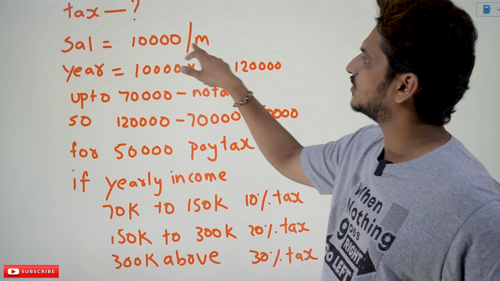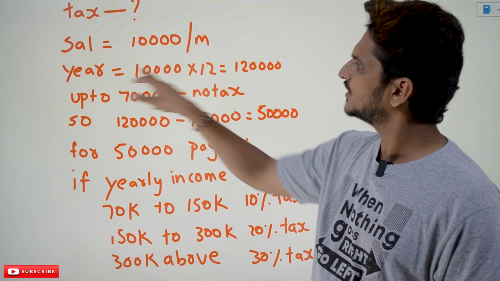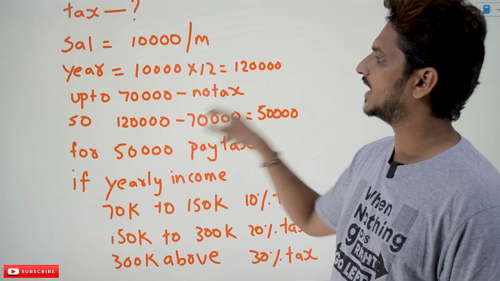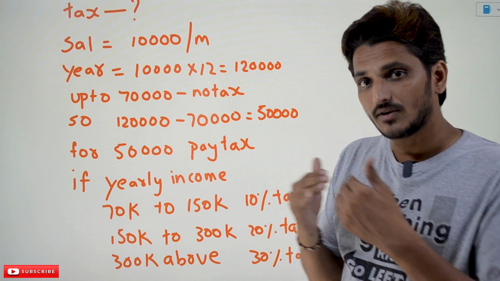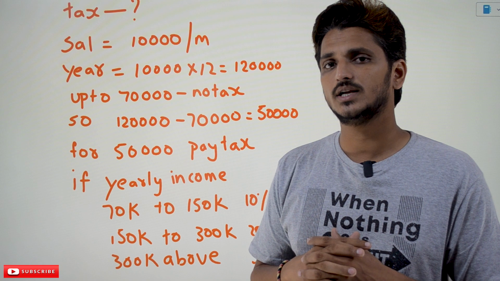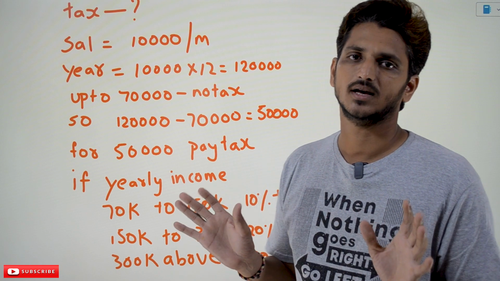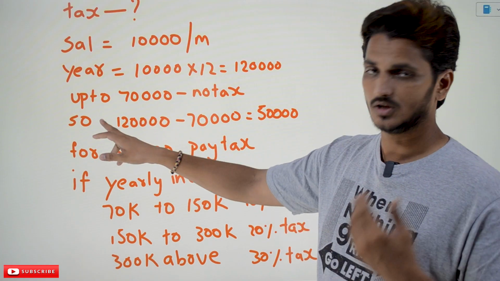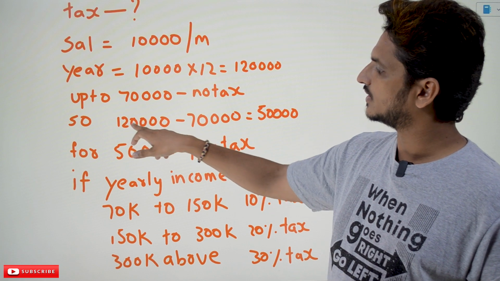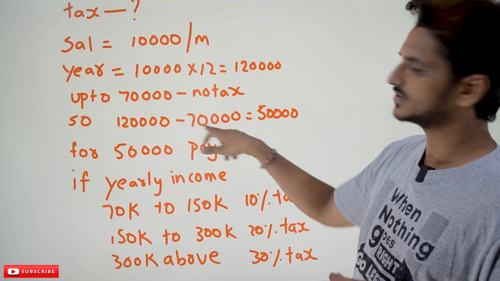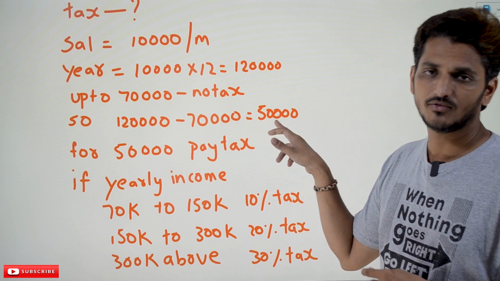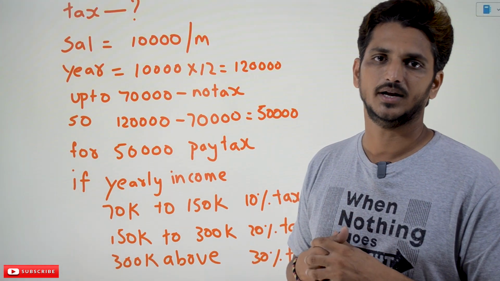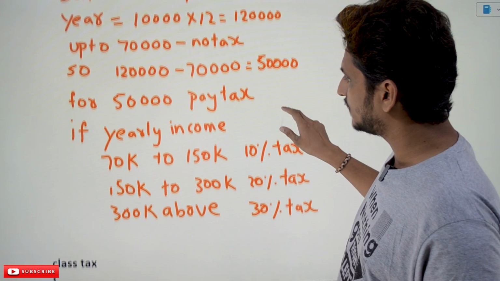Suppose your salary is 10,000 per month. Yearly your salary is 10,000 multiplied by 12, which is equal to 120,000. In India, if your annual income is below 70,000, there is no tax. Assume that there is no tax. Above 70,000, you have to pay tax. How do you need to pay tax? Your total salary is 120,000; take out 70,000 from that and you get 50,000. For that 50,000 you need to pay tax. That is how it will be calculated. And one more thing, tax will be paid in different ways.